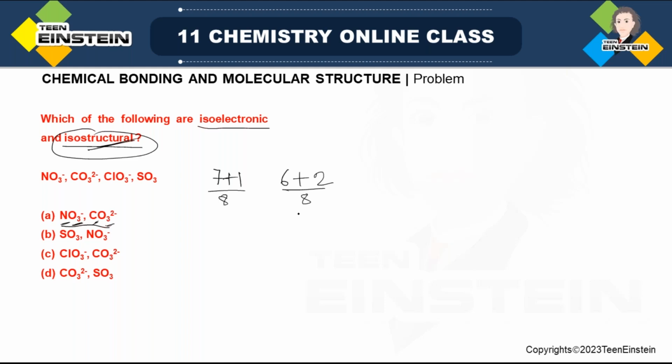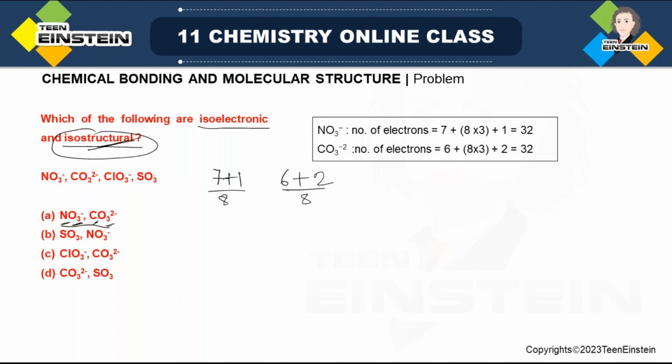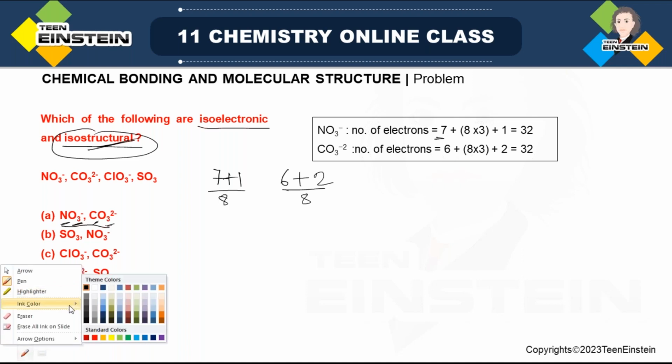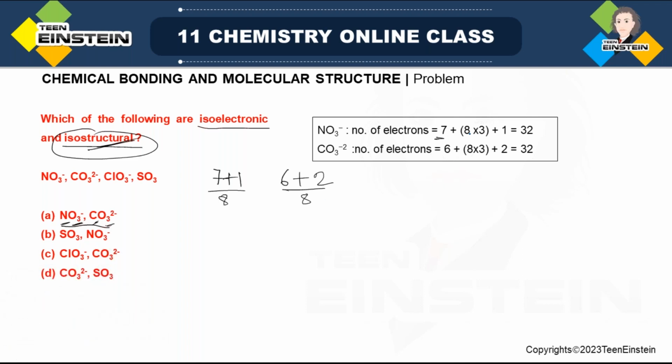Okay, so for the first option, the actual calculation you can see here. For NO3 minus, 7 is for nitrogen, then we have 8 into 3, which is for 3 oxygen atoms, and 1 for the negative charge. So you are getting 32 as the total number of electrons. Similarly for carbonate, 6 for carbon, 8 into 3 for 3 oxygen atoms, and 2 for the 2 negative charges, so that is why +2, and here also it is 32.